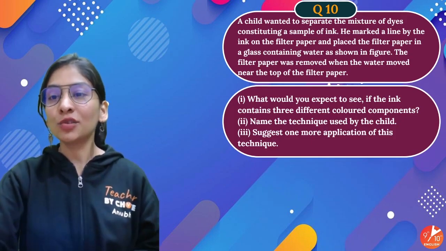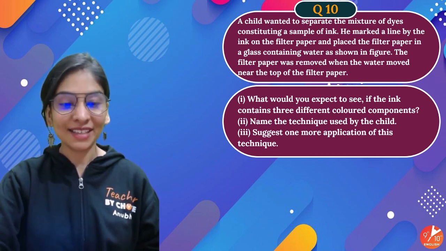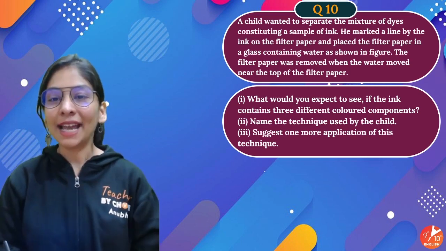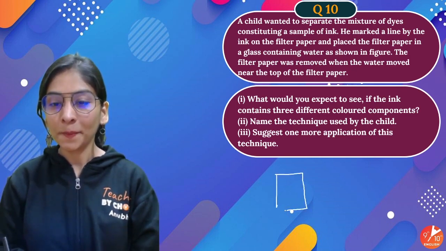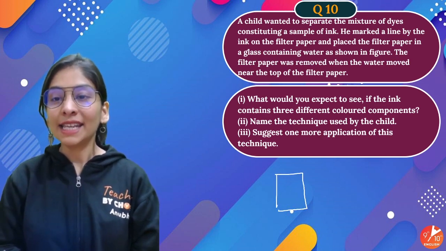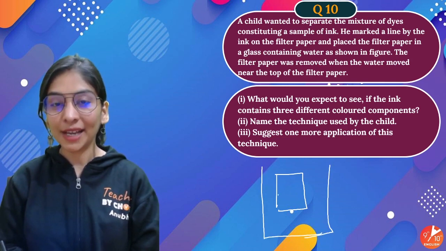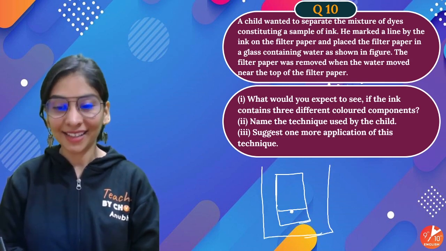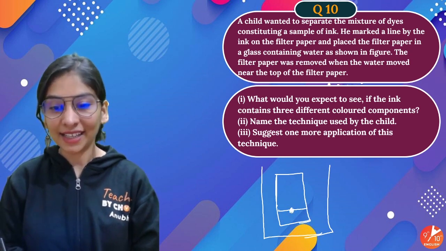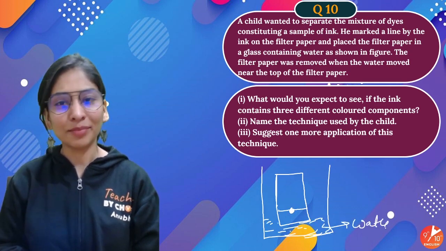A child wanted to separate the mixture of dyes constituting a sample of ink, something that I told you. He marked a line with the ink on the filter paper and placed the filter paper in a glass containing water as shown in the figure. I can draw it for you guys, but trust me, I am not good at drawing. So he took water here in the tank, in my container.